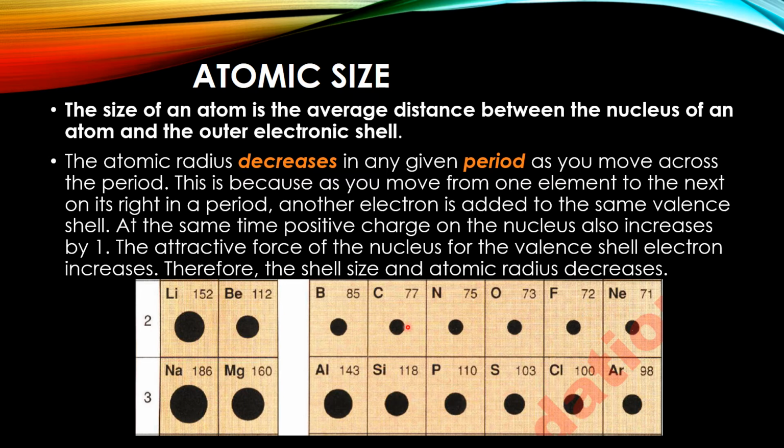You can see that the size is shrinking. The size of the atom is decreasing. This is due to the effective nuclear charge. This is due to the increased force of attraction between the electrons and protons.